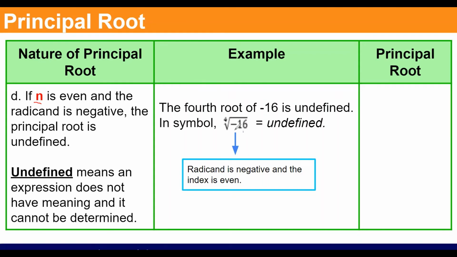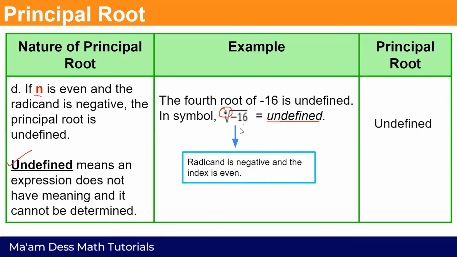Ulit, wala pong number na kapag minultiply sa kanyang sarili ng 4 na beses, kasi ang index po natin ay 4, ang sagot po ay negative 16. Wala po. Kaya, ang sagot natin dyan ay undefined. Ano ba yung undefined na yan? Undefined means an expression does not have meaning and it cannot be determined. Ayan. It cannot be determined yung fourth root ng negative 16. Kaya po, ang sagot dyan ay undefined. Ayan. So, ang principal root is undefined.